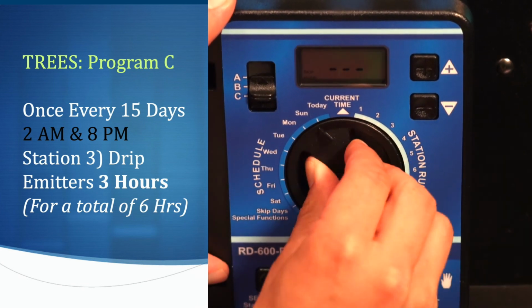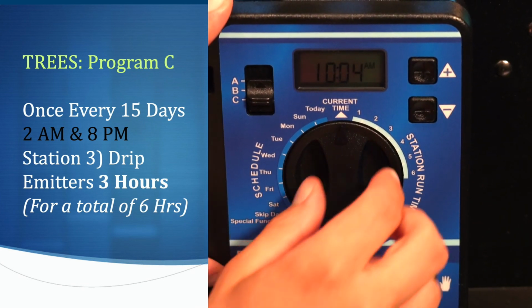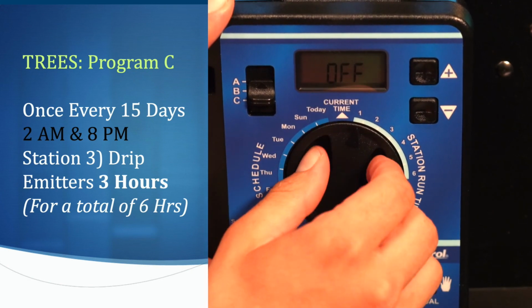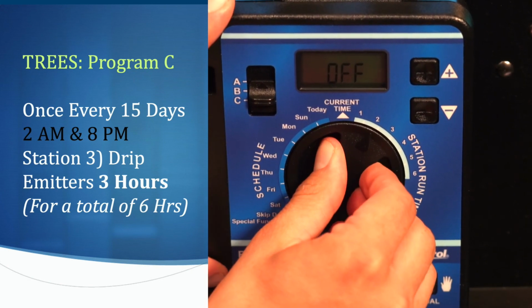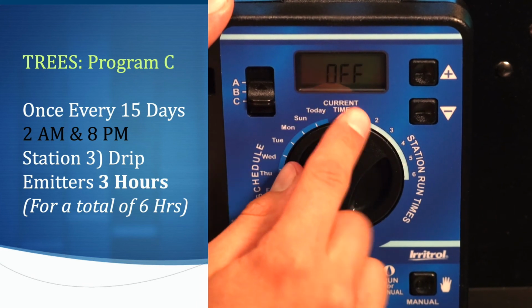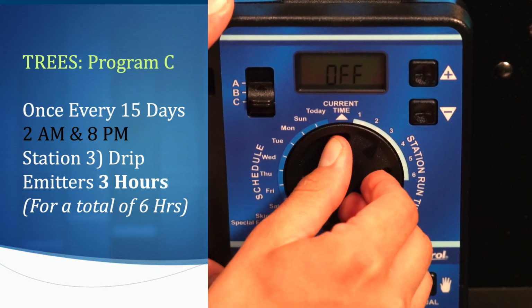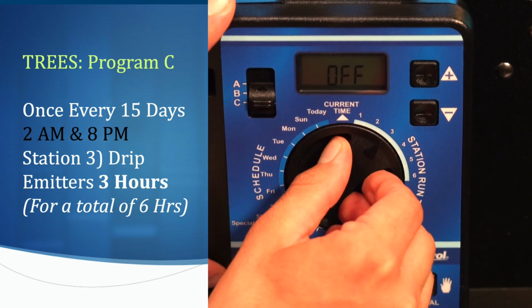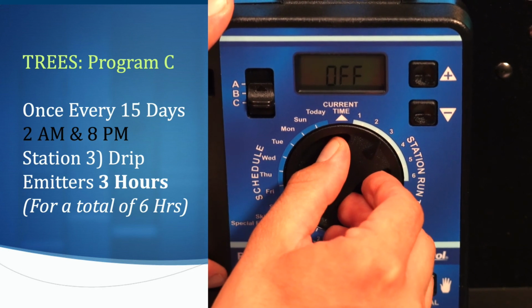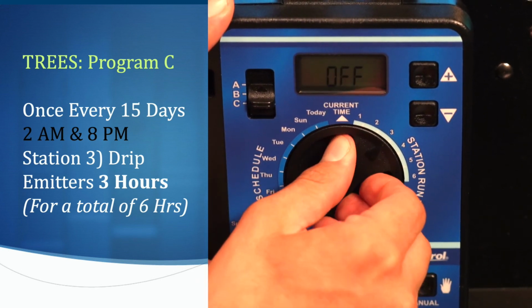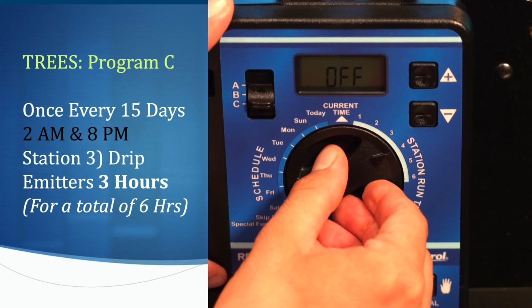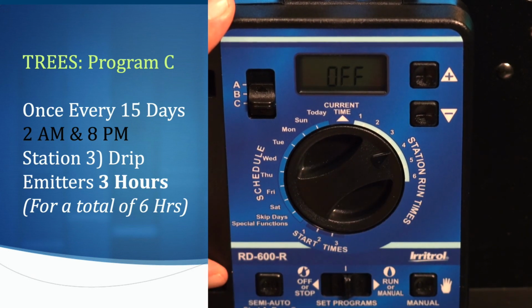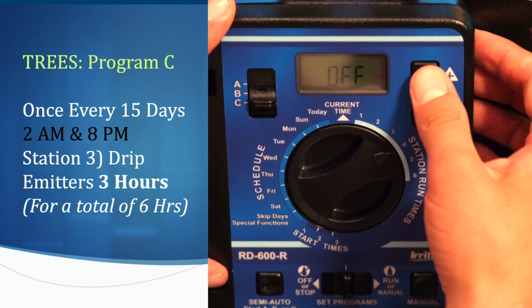We're going to turn this dial all the way to our station run times. Again, station 1 and 2 are our lawn. Those are on A. We don't want any minutes on this one. Station 3 is our drip for our shrubs. So that, again, that one's on B. So it's good that these are all clear. Station 4 is our trees. So that's the one we're going to input here on program C. And we decided we're going to run it for 3 hours.